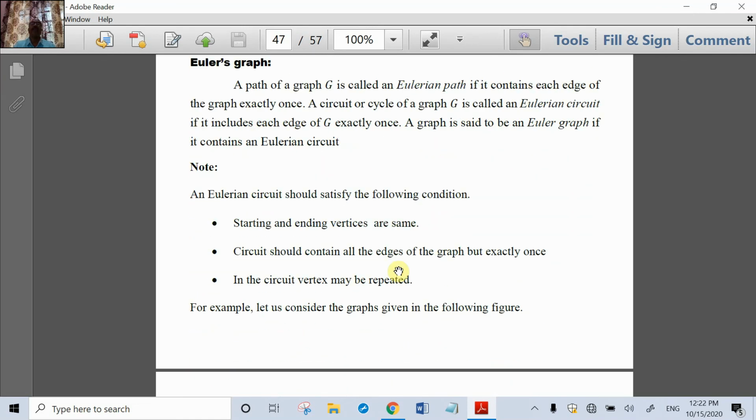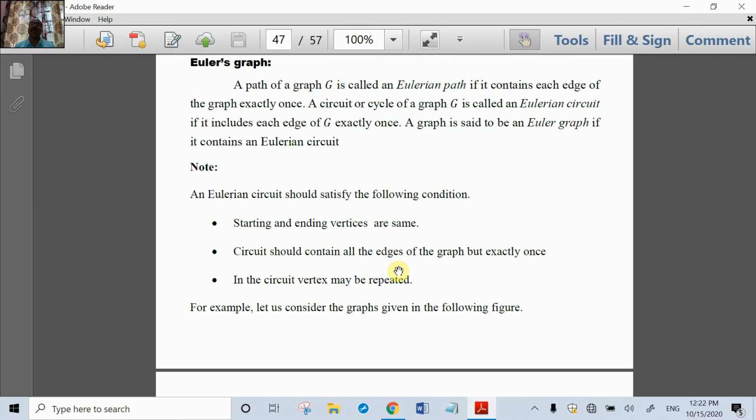Euler graph means a path of a graph G is called an Eulerian path if it contains each edge of the graph exactly once. A circuit or cycle of a graph G is called an Eulerian circuit if it includes each edge of G exactly once. A graph is said to be Euler graph if it contains an Eulerian circuit.